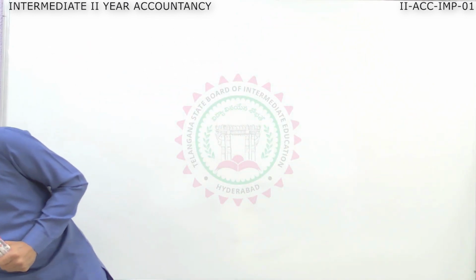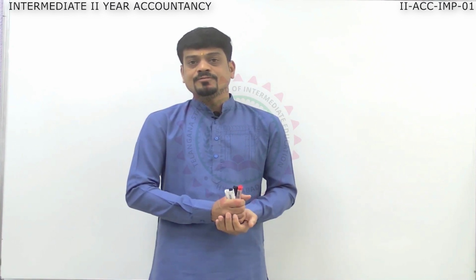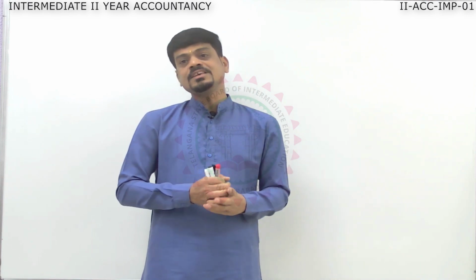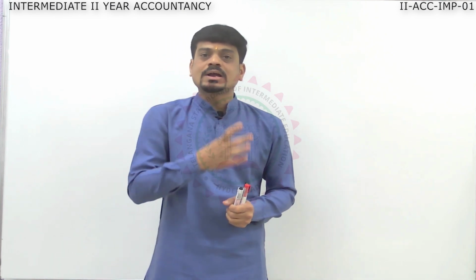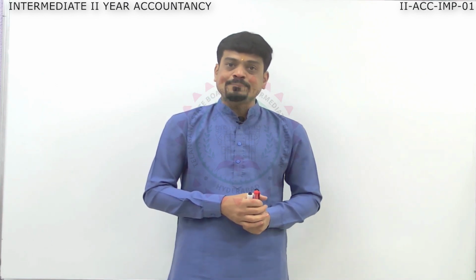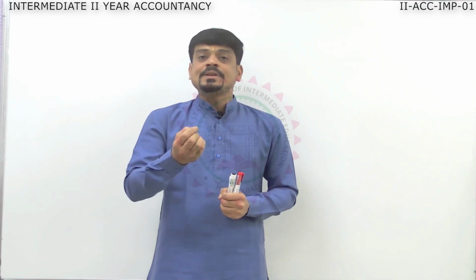And then comes your section F. In that section F, you are given with 6 questions and you have to attempt 2 questions. Out of these 6 questions, 4 questions are theoretical questions and 2 questions are practical questions. And the practical questions, one is going to come from the depreciation chapter, and the other will be preparation of receipts and payments account.